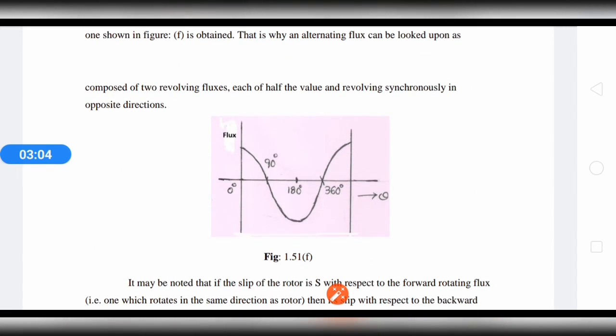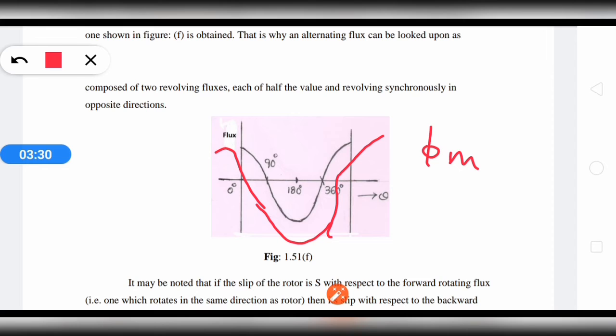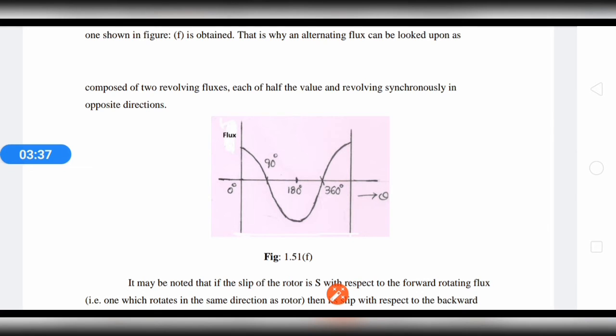In this figure we can see that the resultant flux we are talking about varies first to maximum, then 0, then maximum in the opposite direction, minus phi m, then again 0, and then the value is maximum. So this is all about the rotation cycle of the maximum flux, how phi m is varying with respect to theta. Theta is the space angle.